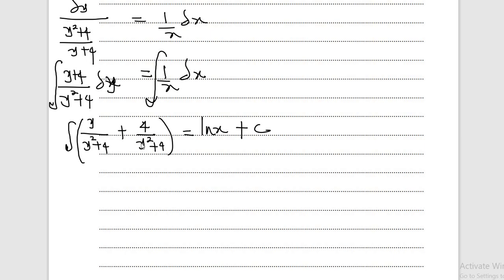Now, how do you integrate y/(y² + 4)? This means the integral of y/(y² + 4) plus the integral of, let me bring 4 out, 4 times 1/(y² + 4). The same thing. There's the y equal to ln x plus c.